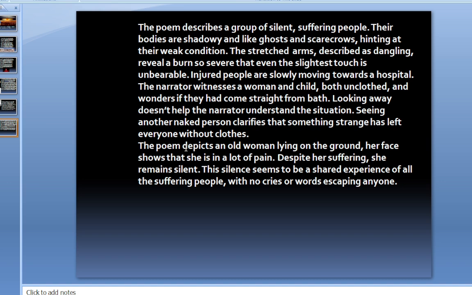The poem depicts an old woman lying on the ground. Her face shows that she is in a lot of pain. Despite her suffering, she remains silent. This silence seems to be the shared experience of all the suffering people, with no cries or words escaping anyone.